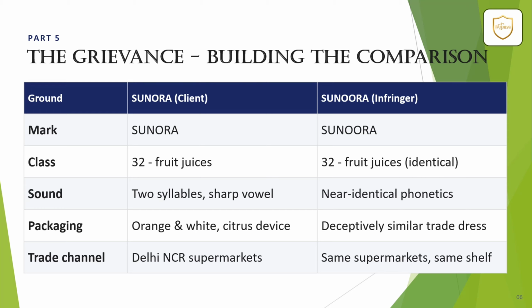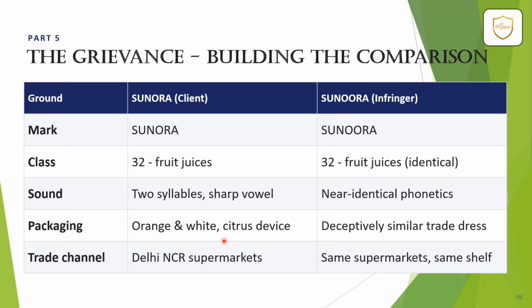They write vague and emotional language instead of specific and provable facts. Okay, so look at this comparison table. This is exactly how you should be thinking when you draft this section. The same mark phonetically, the same class 32 for fruit juices, similar packaging of orange and white, citrus, and the same trade channel as Delhi NCR supermarkets.